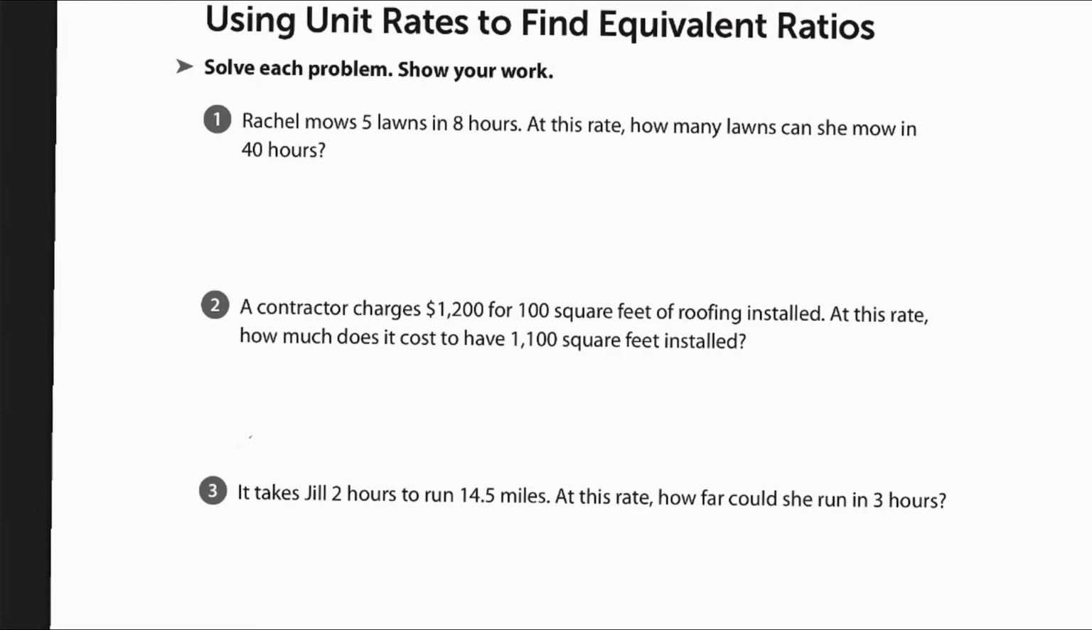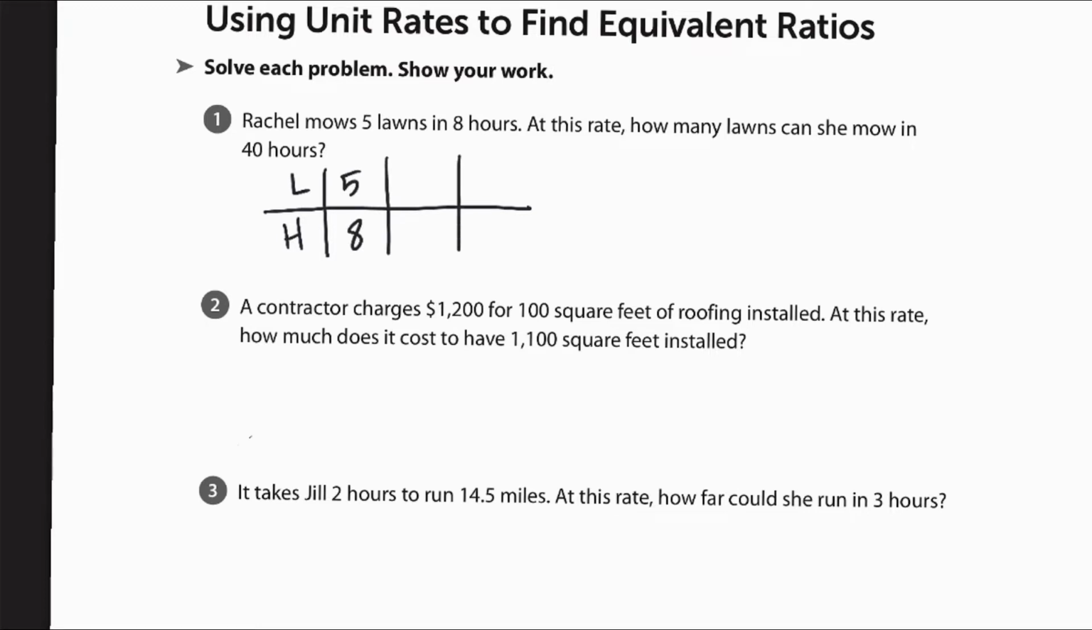So first and foremost, I'm going to start by drawing a ratio table. Then I need to think about what are the two things that I'm comparing? Not the numbers, but the things. I can see that I'm comparing the amount of lawns versus how many hours she does them in. So I'm going to do lawns and hours. Then I'm going to go ahead and put in my original ratio, which is 5 to 8.